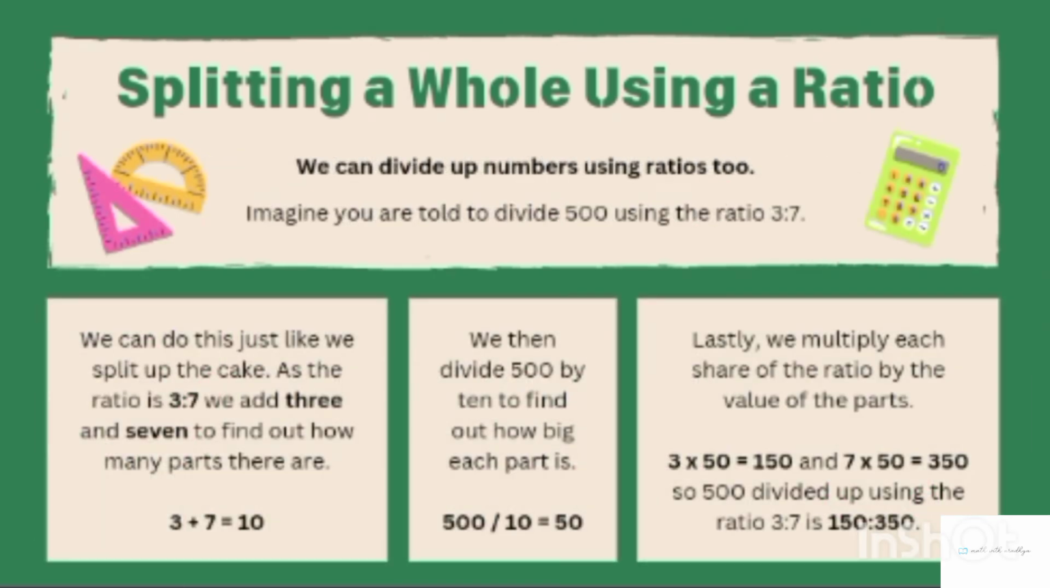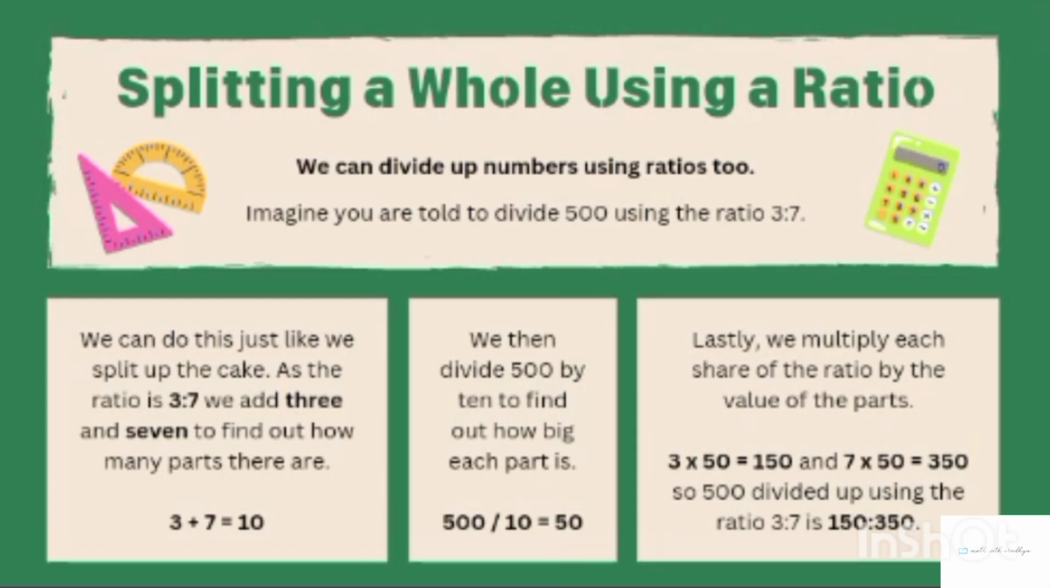We can divide up numbers using ratio too. Imagine you are told to divide 500 using the ratio of 3:7. We can do this just like we split up the cake. As the ratio is 3:7, we add 3 and 7 to find out how many total parts there are. When we add that, we get 10. We then divide 500 by 10 to find out how big each part is.